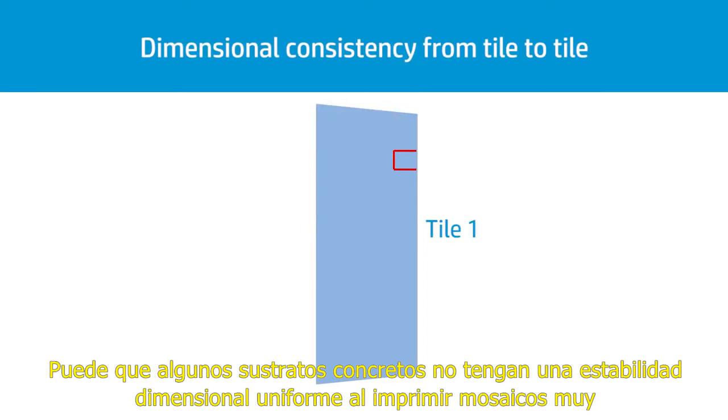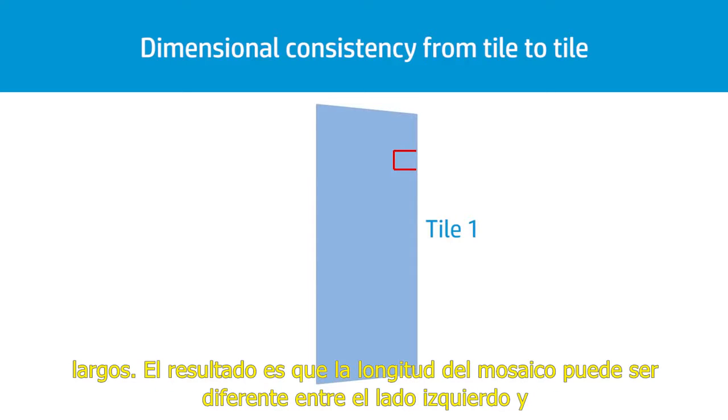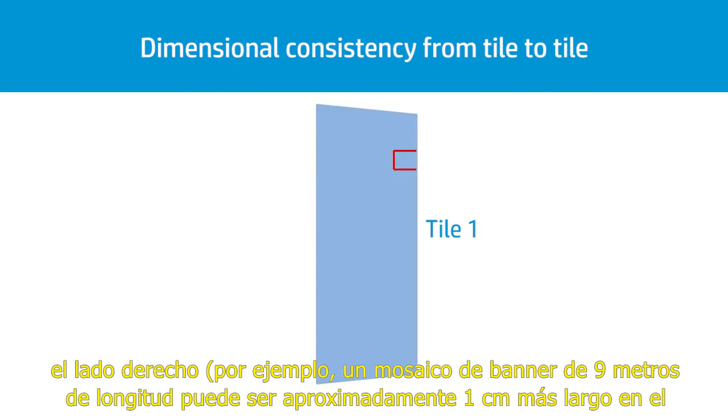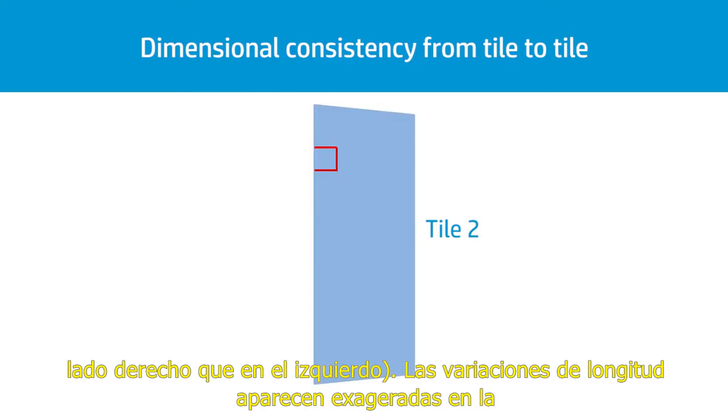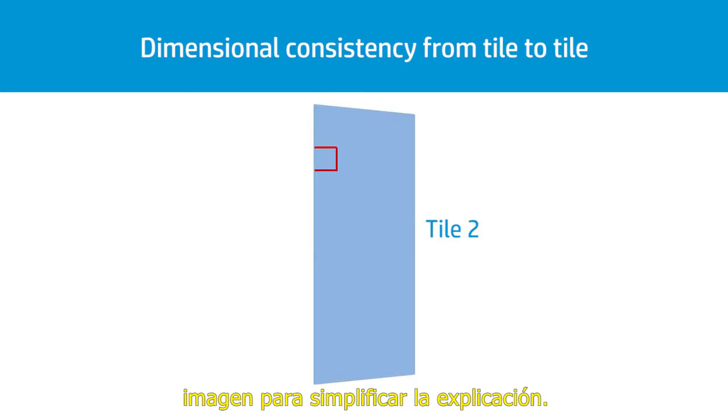Some specific substrates may not have uniform dimensional stability when printing very long tiles. The result is that the length of the tile may be different between the left and the right side. For instance, a 9 metre long banner tile may be about 1 centimetre longer on the right than on the left side. The length variations are exaggerated in the image to simplify the explanation.